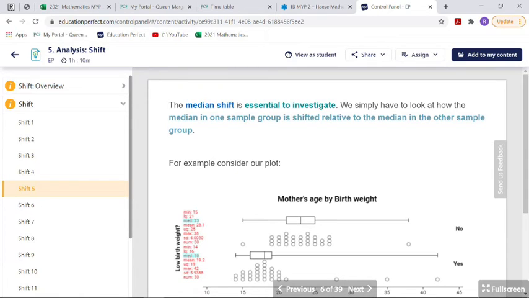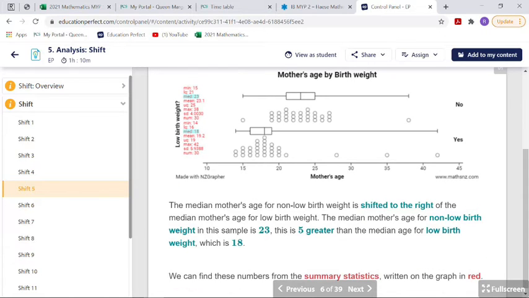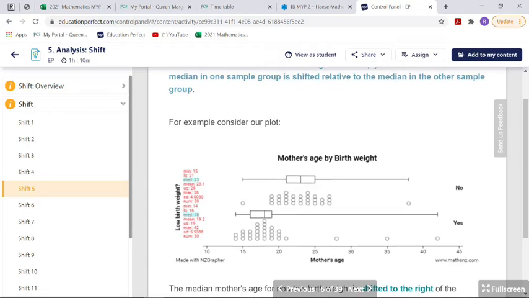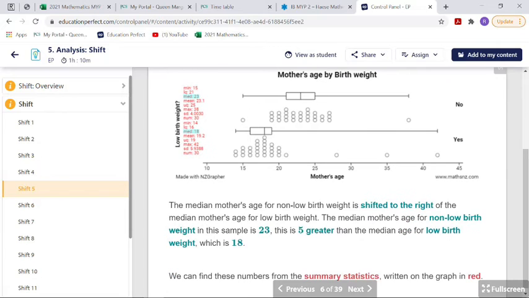Okay? All right. So now, the other one that you cannot avoid talking about if you want to pass this paper is the median shift, where the medians are. So if you look here, and remember that when you're talking about median shift, you have to put it into context and you must support your statements with numbers. So here we go. We have mother's age by birth weight, so whether they smoked or didn't smoke, right? Or this is age and low birth weight. So here, if it was not a low birth weight, here's the median. I'll just draw a little line there.